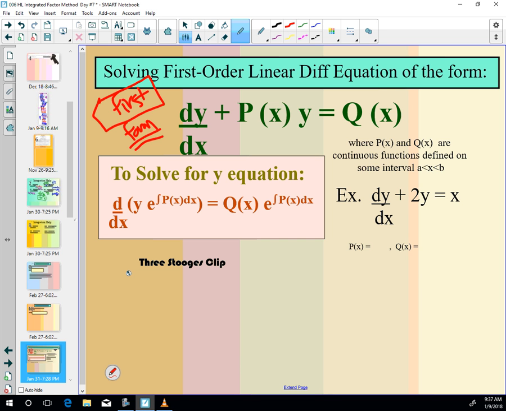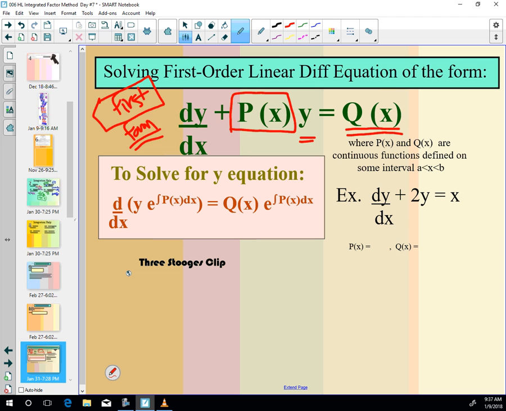The coefficient or the variable or the function in front of the y here, we're going to call p of x. And then anything that doesn't have a y in it is going to be on this side. We're going to call function q of x. So the very first thing you do is reorder it so it looks like this. Pick off your p of x, pick off your q of x.